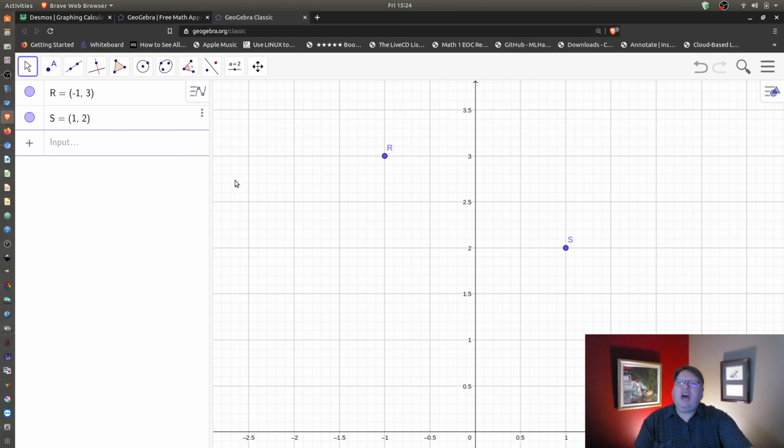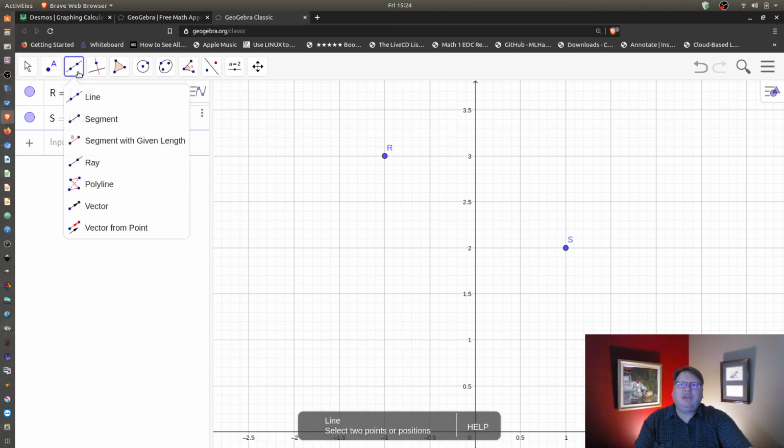And then over here, I want you to look across the top. Do you see anything that might help us? We're trying to find the distance of a line segment. And I look over here and see this right here has a line going through 2 points. So I'm going to click on that. And yes, look right here. It has an option for segment.